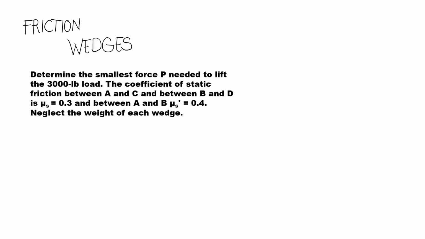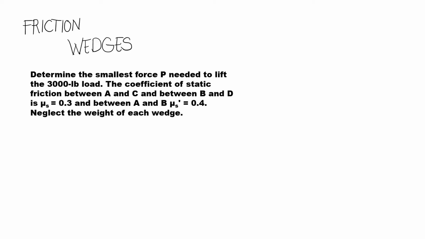We have to determine the smallest force P needed to lift the 3,000 pound load, and the coefficient of static friction between A and C and between B and D, or mu s, is 0.3. And then between A and B, mu s prime is equal to 0.4. And then for this problem, we are to neglect the weight of each wedge.